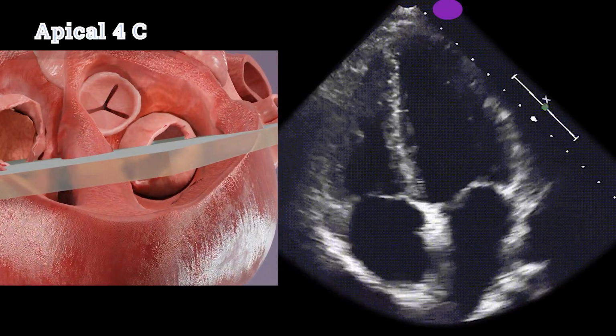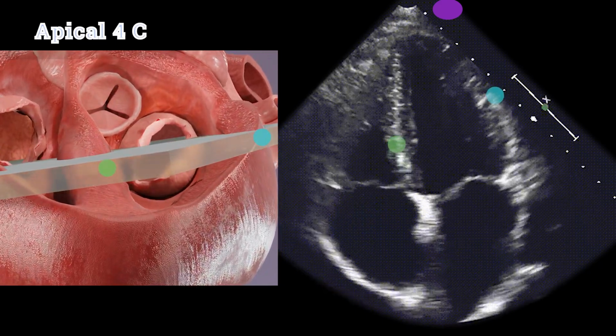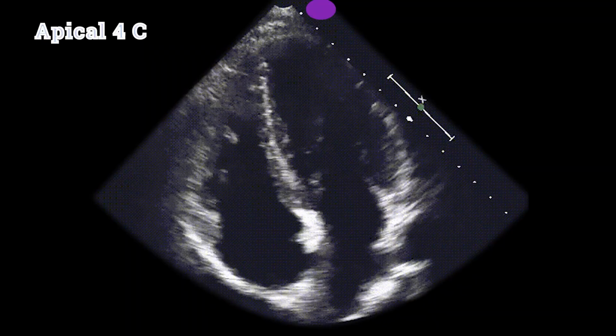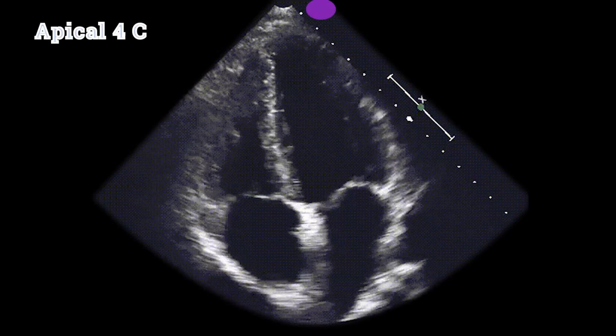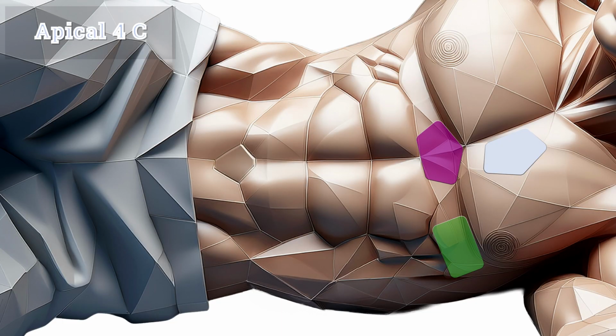The walls of the left ventricle that we see correspond to the inferoseptal and the anterolateral wall. The interatrial septum can also be seen here. This view is a very challenging view to obtain in patients who are in the supine position and can be greatly improved if they lie right side up.